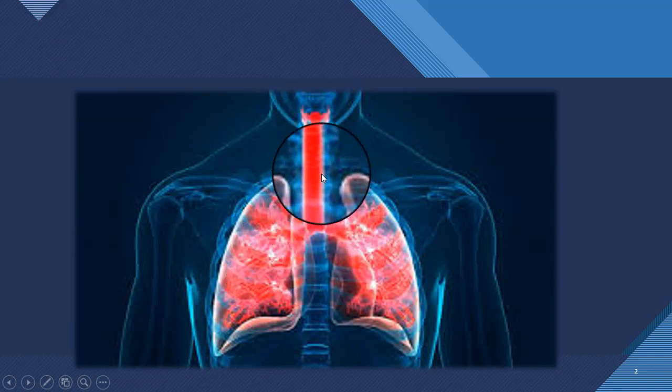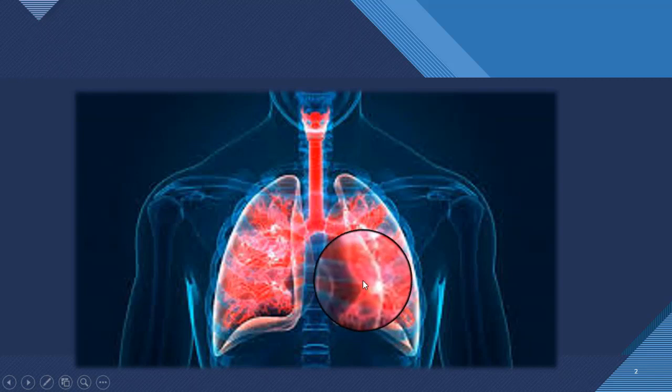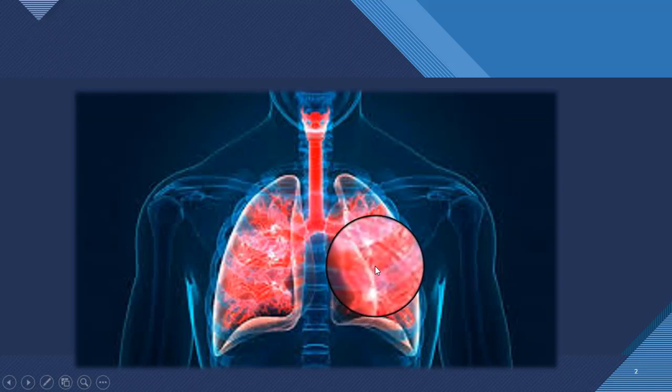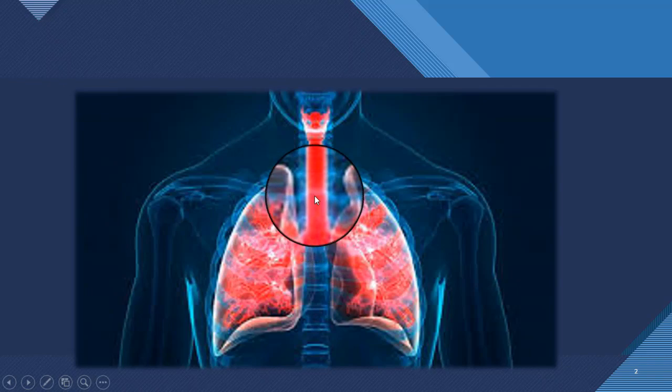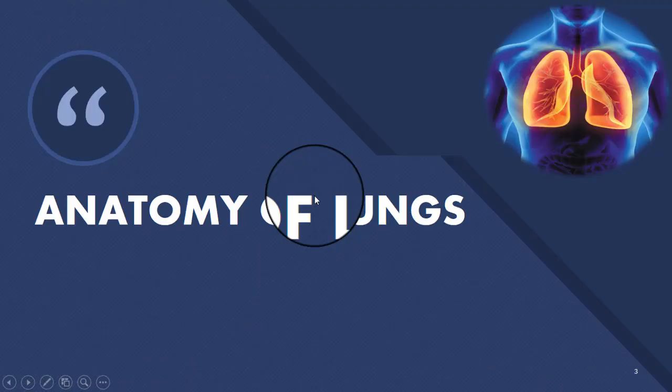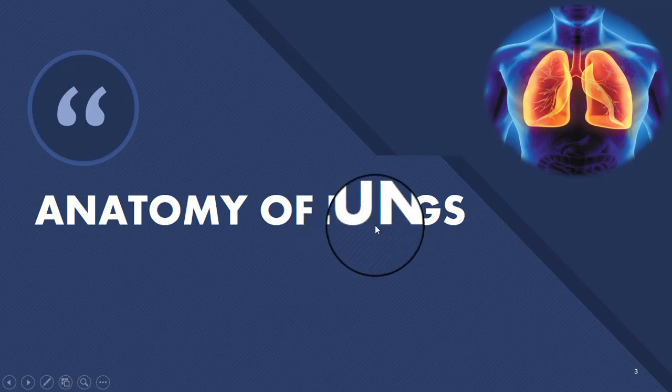The main function of the lungs is to oxygenate blood. They achieve this by bringing inspired air into close contact with the oxygen-poor blood in the pulmonary capillaries. Now, what is the anatomical location of the lungs in the human body? So, let's talk about it.